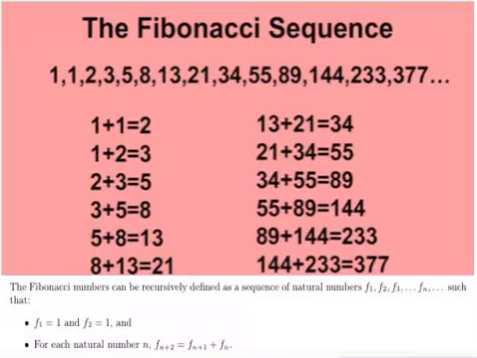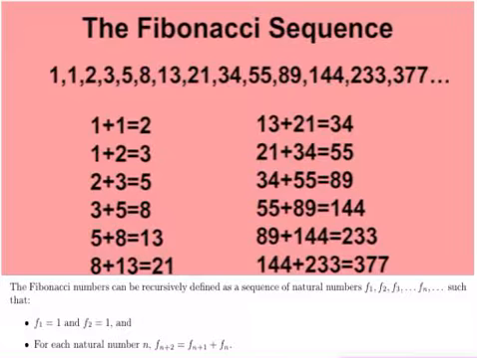Now we're going to dig into the Fibonacci sequence itself. So as you can see, the Fibonacci sequence is 1, 1, 2, 3, 5, 8, and so on. And this can be recursively defined as a sequence of natural numbers, f sub 1, f sub 2, all the way to f sub n, such that f sub 1 equals 1 and f sub 2 equals 1.